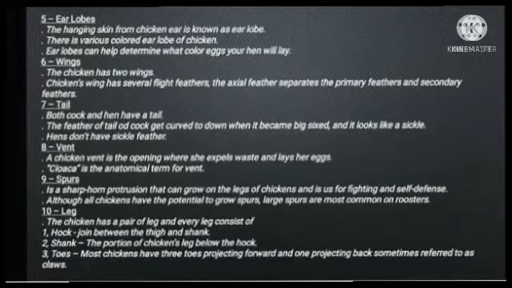Seventh, tail. Both cock and hen have a tail. The feathers of the tail of the cock get curved downward when it becomes big, and it looks like a sickle. Hens don't have sickle feathers. Eighth, vent. A chicken vent is the opening where she expels waste and lays her eggs.